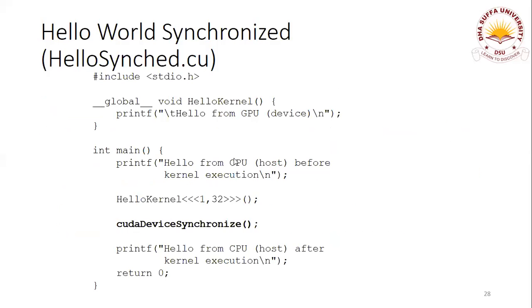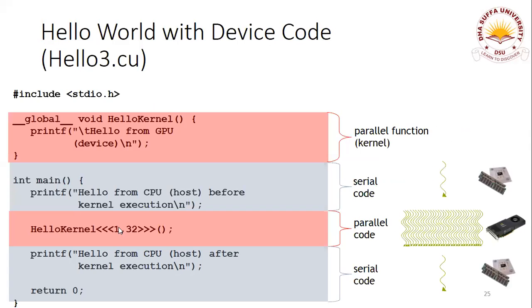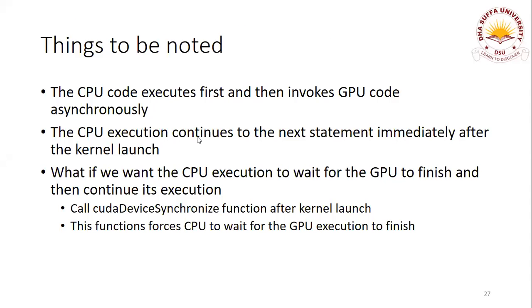Here, the things to be noted are just what I said: the CPU executes first and then invokes the GPU code asynchronously. I discussed that it started with main printf, and then the GPU was called and invoked, and it was an asynchronous call. Therefore, the CPU execution continues to the next statement immediately after the kernel launch, right? It never waited for the GPU to finish the task.